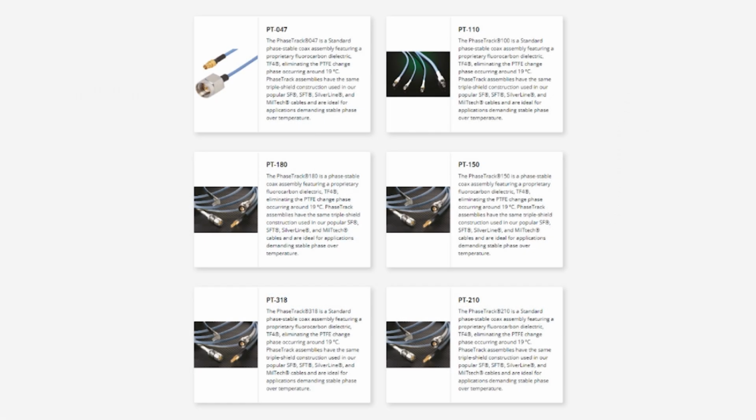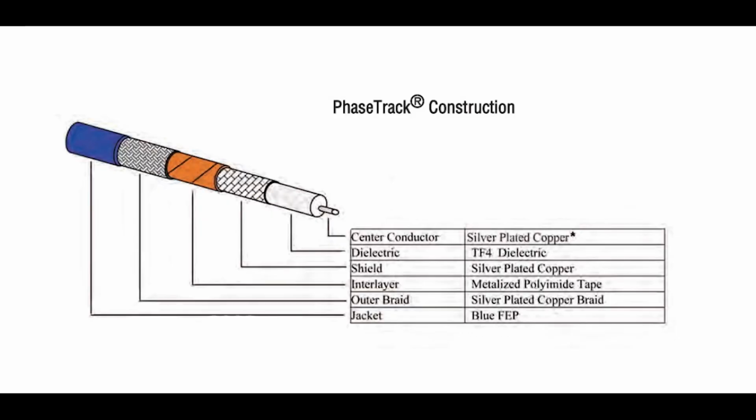However, Times Microwave Systems has developed the PhaseTrack line of phase stable, low loss cable assemblies. These cables use our proprietary TF4 and TF5 dielectrics, which are foam polyethylene blend dielectrics. Since they're not made of PTFE, they will not have the Teflon knee problem. The phase change is very minimal, which provides much better phase tracking performance. These cables also have lower insertion loss than the commonly used solid PTFE dielectric cable.